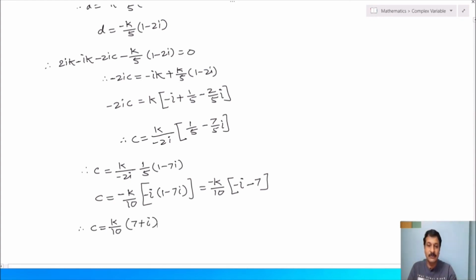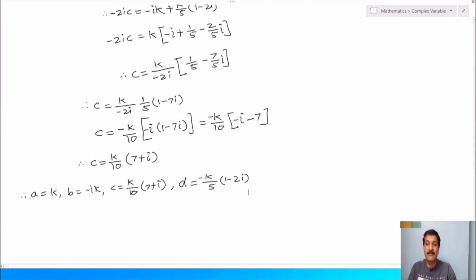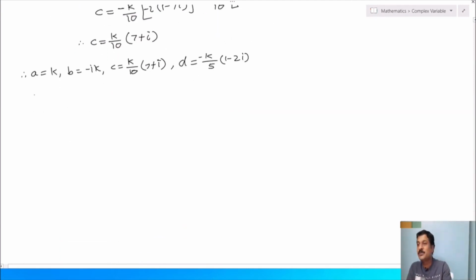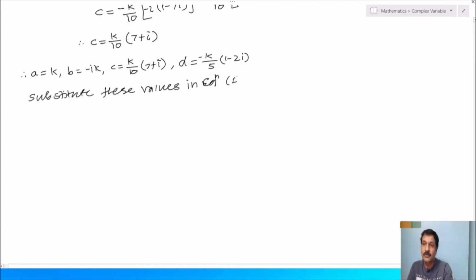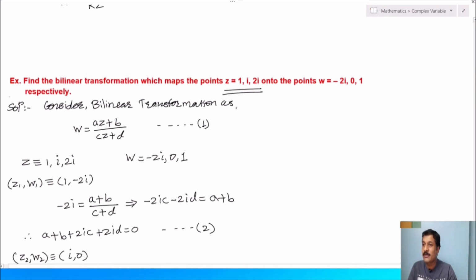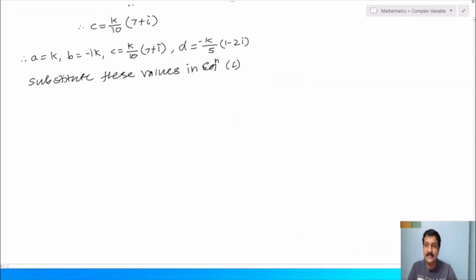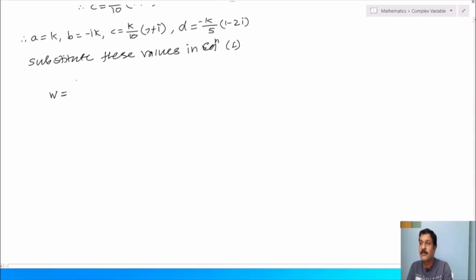So all values we have: A is k, B is minus ik, C is k by 10 times (7 plus i), D equal to minus k by 5 times (1 minus 2i). So substitute these values in equation 1. What is equation 1 here? Equation 1 is W equal to (AZ plus B) upon (CZ plus D).